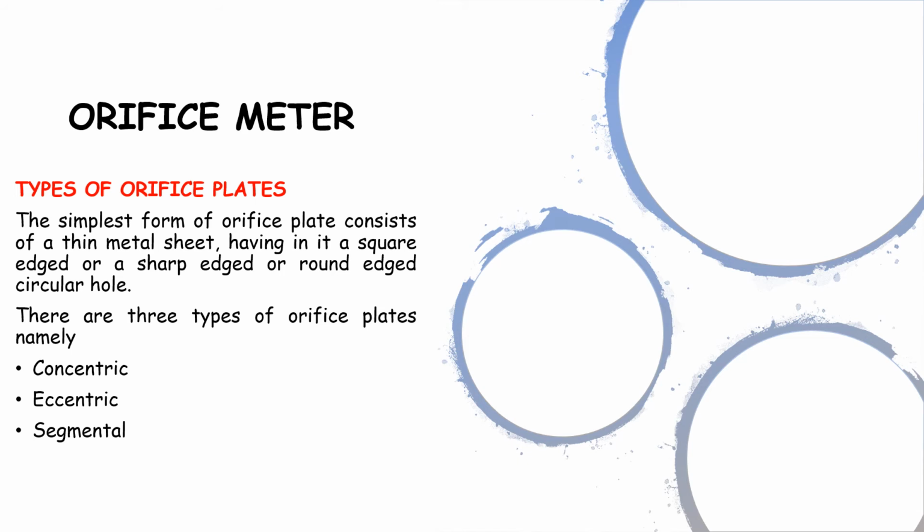So moving on to the types of plates, the simplest form of orifice plate consists of a thin metal sheet having in it a square edged, sharp edged or rounded circular hole. There are three types of orifice plates, namely concentric, eccentric and segmental. The first one you're going to see is concentric. These plates will be inserted in between the pipe in order to measure your flow.